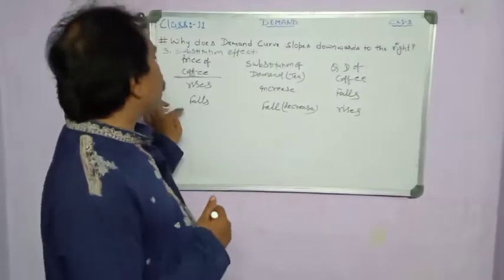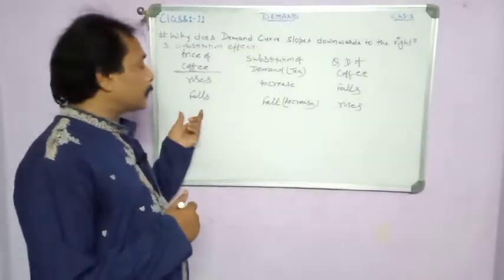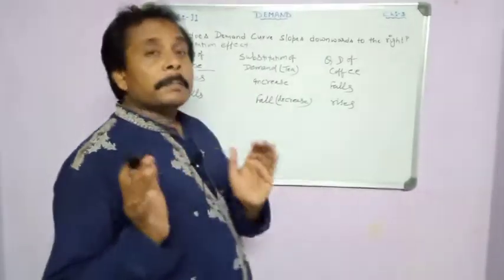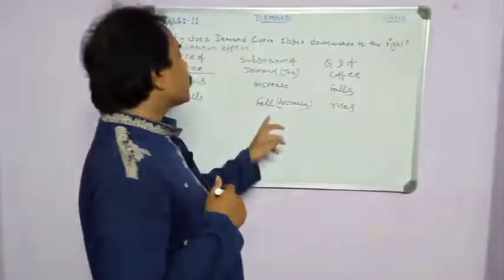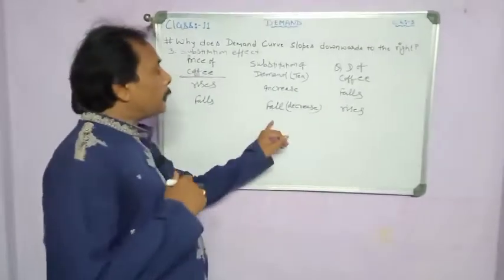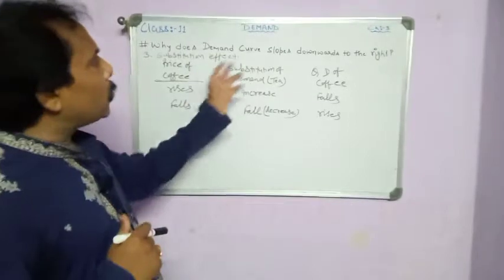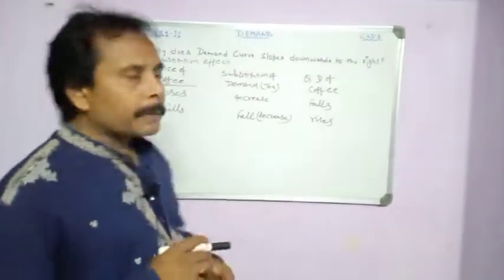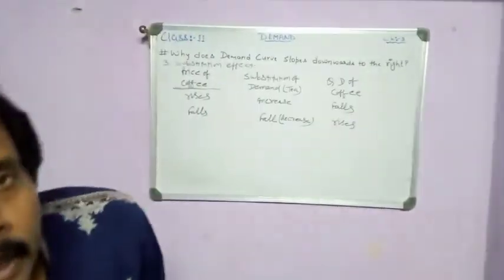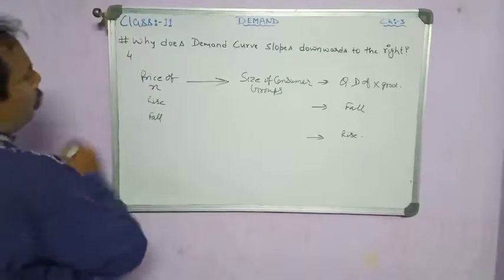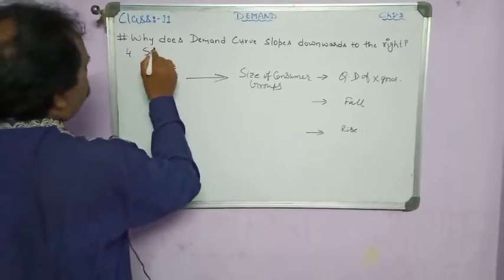And if the price of coffee falls, it means they are ready to buy more coffee because its price is low. As a result, the demand of tea will fall, and that is known as the substitution effect, and due to that the demand curve slopes downwards. Is it clear? Now come to the fourth. So now come to the fourth, that is the size of consumer.